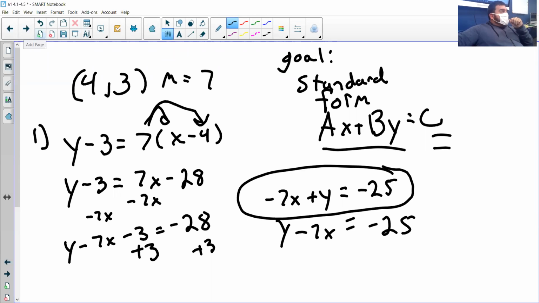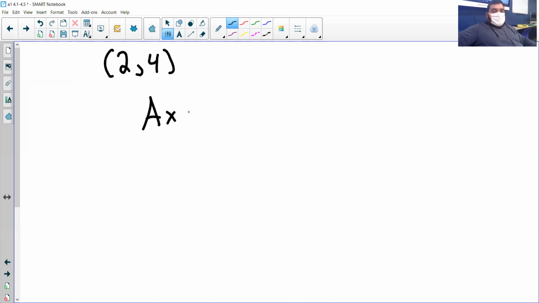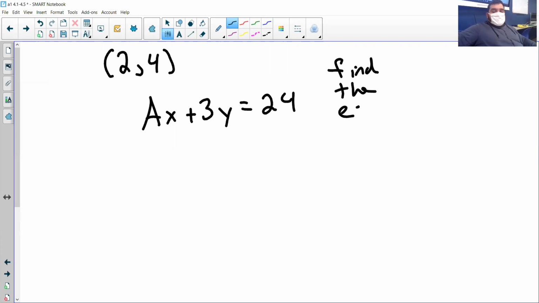So I'm gonna do one more type of problem that was on the homework. If you have a coordinate point, 2, 4, and it's like AX plus 3Y equals 24, find the equation.